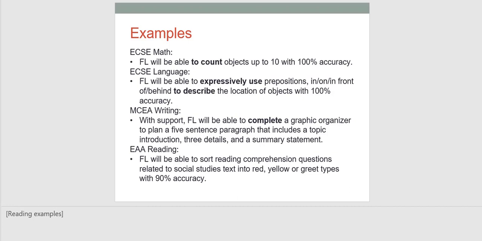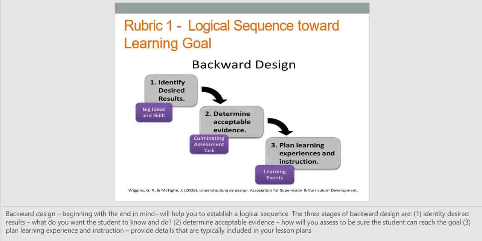Middle Childhood, Early Adolescence Special Education Writing, with support, the focused learner will be able to complete a graphic organizer to plan a 5-sentence paragraph that includes a topic, introduction, 3 details, and a summary statement. Early Adolescence Special Education Reading. Focused learner will be able to sort reading comprehension questions related to social studies text into red, yellow, or green types with 90% accuracy.